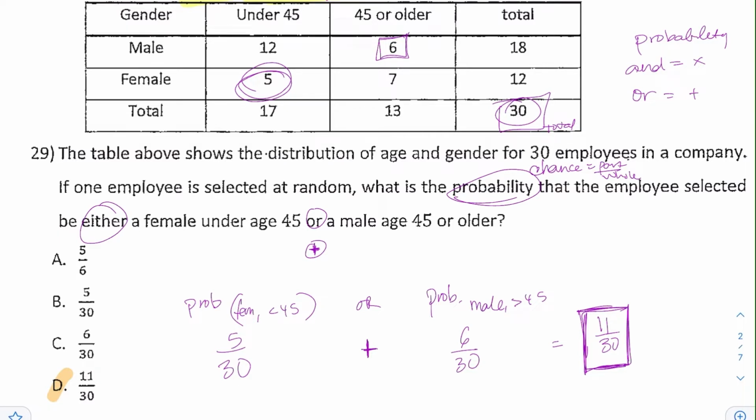So again, for this question, you have probability, which is a chance, so that's part of a whole. And for probability questions, and means multiply, or means add. So in this case, it's an or problem. So we'll be adding the two probabilities. And together you have about a 1 in 3 chance of selecting someone that fits the criteria.